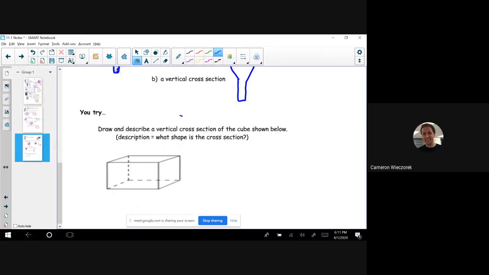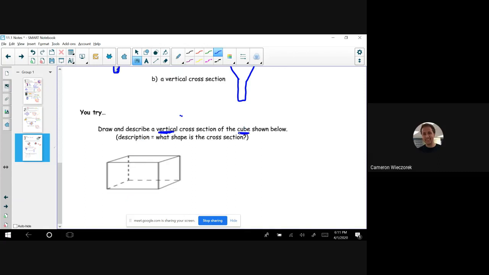Okay. Why don't you take a minute and try this one? You can pause me, and once you're done, I'll have an answer put up you can use to check. Okay, so hopefully you had a chance to draw the cross section. It's important that you make note that it is a vertical cross section, which means we're slicing up and down. We're not slicing through the shape left to right, we're slicing it from top to bottom.